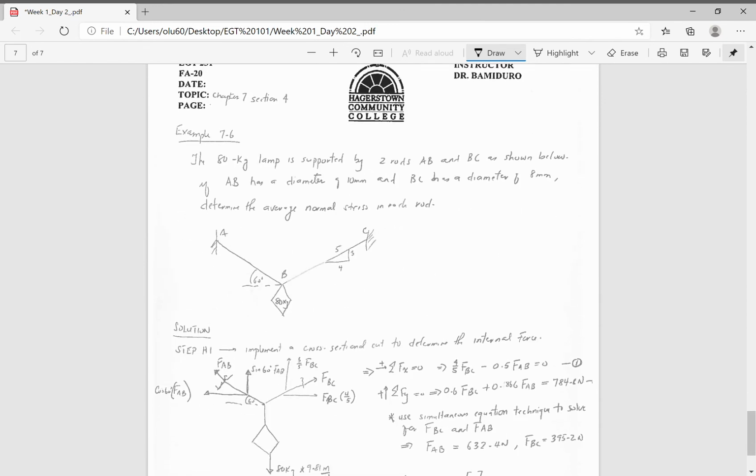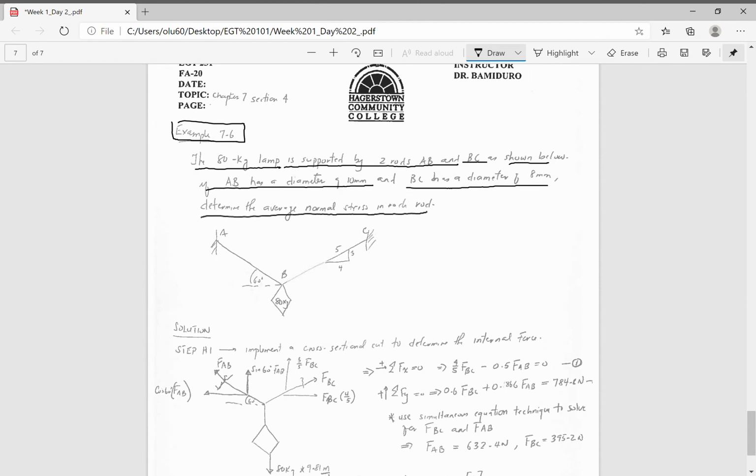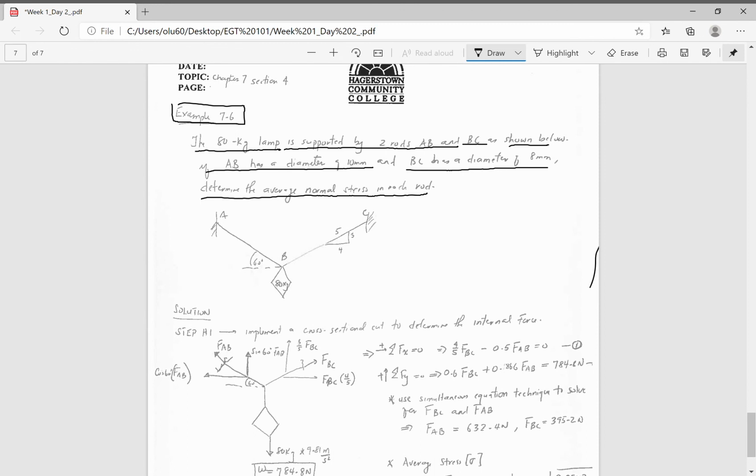Now another example, example 6.76: an 80 kilogram lamp is supported by two rods, AB and BC, as shown below. If AB has a diameter of 10 millimeters and BC has a diameter of 8 millimeters, determine the average normal stress in each rod. So we've seen something like this before.